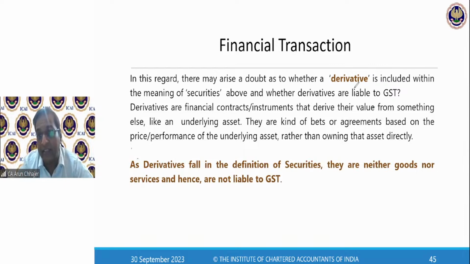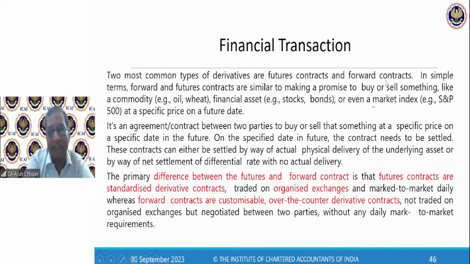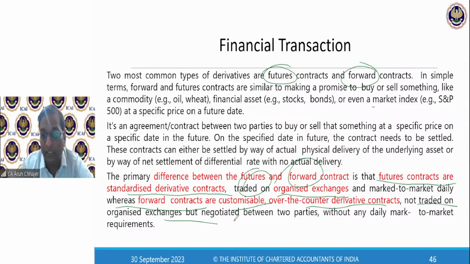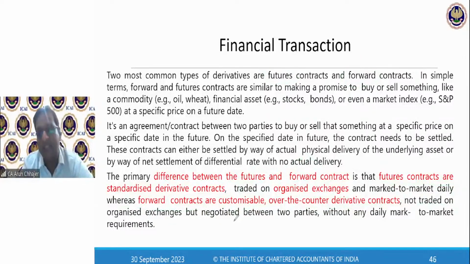Further, it has been clarified that derivatives are normally of two categories. One is future contract, one is forward contract. What is the difference between future contract and forward contract? Future contracts are standardized derivative contracts traded on the organized exchange, marked to market daily, whereas forward contracts are customizable over-the-counter derivatives, not traded on an organized exchange, negotiable between two parties. So you can further discuss this in the FM book in that particular syllabus.